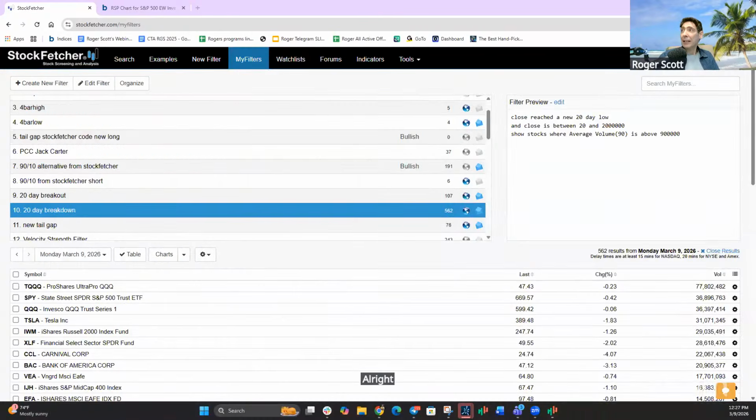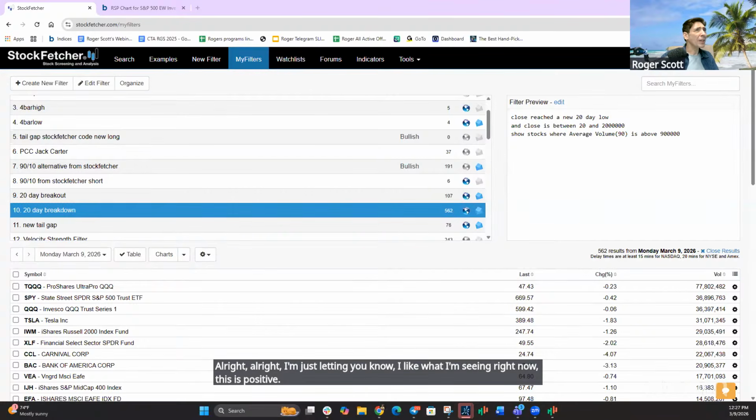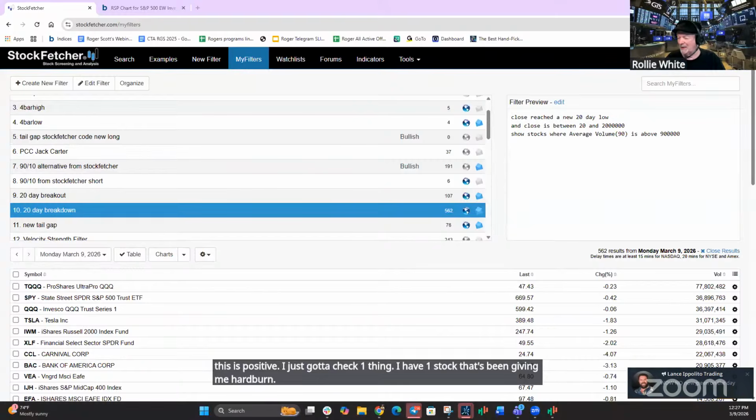I'm just letting you know, I like what I'm seeing right now. This is positive. Just got to check one thing. I have one stock that's been giving me heartburn. I want to see if it's moving up.